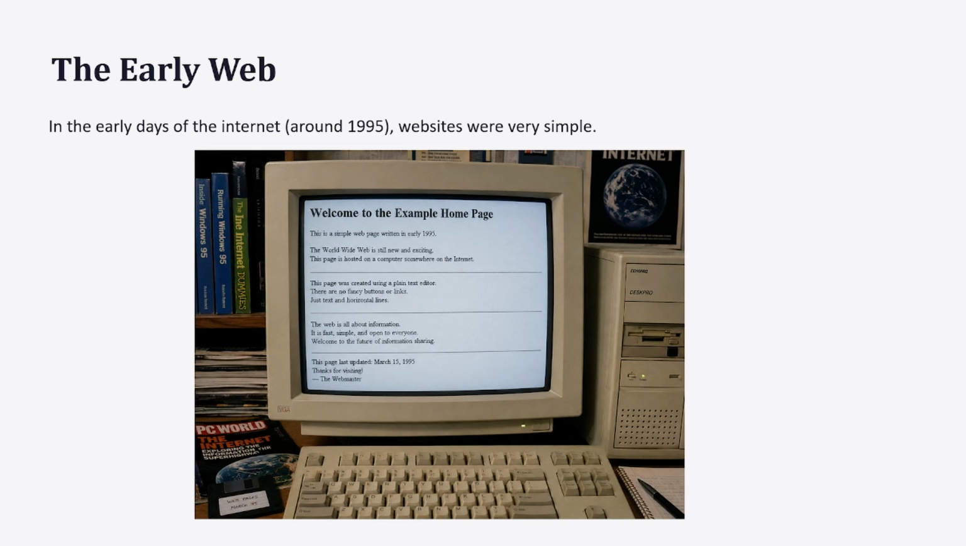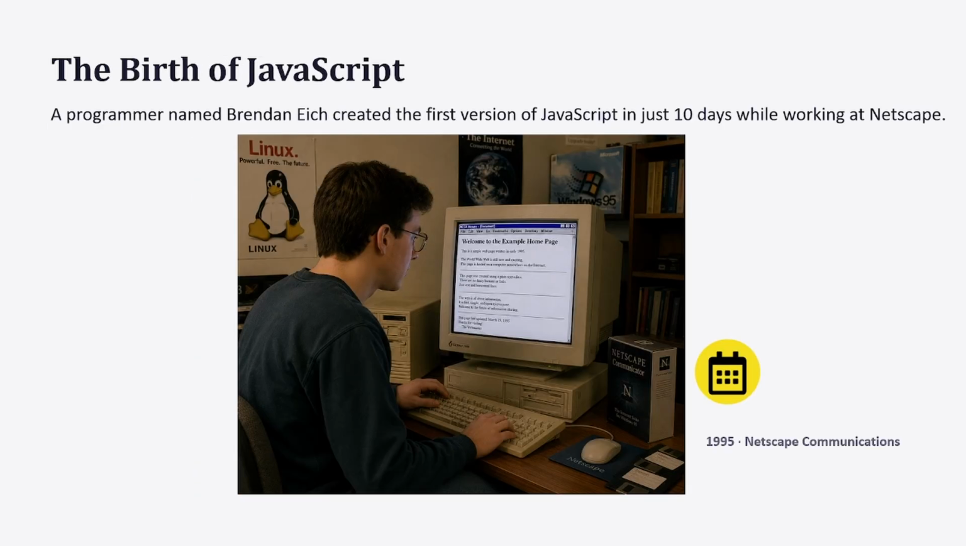People wanted websites to be interactive: buttons that actually did something, forms that checked your input, menus that opened and closed, games that ran in the browser. A programmer named Brendan Eich created the first version of JavaScript in just 10 days while working at Netscape. His goal was to make web pages come alive without constantly talking to the server.